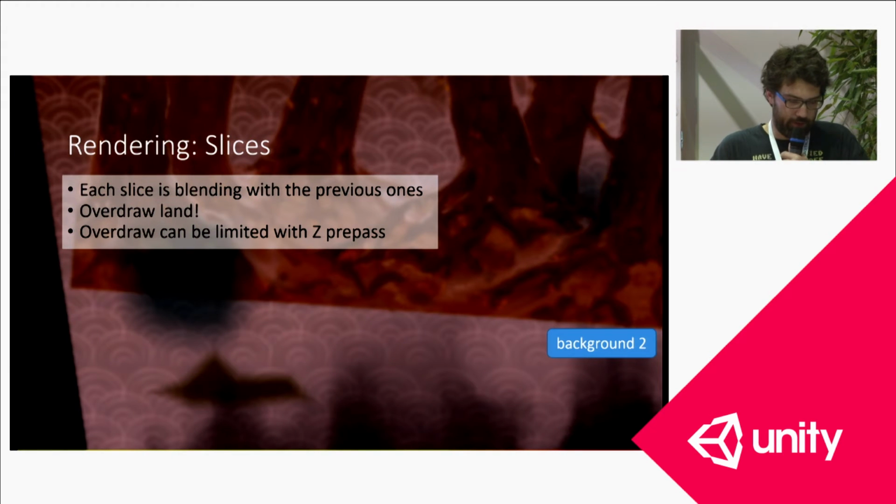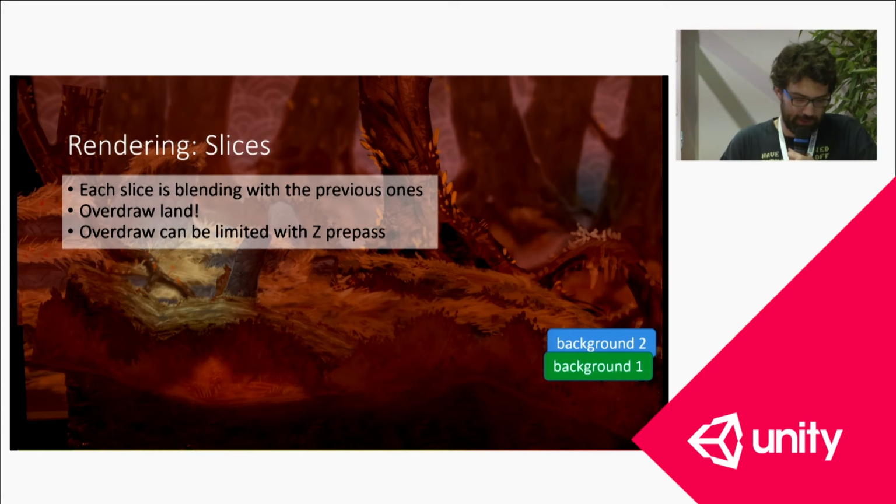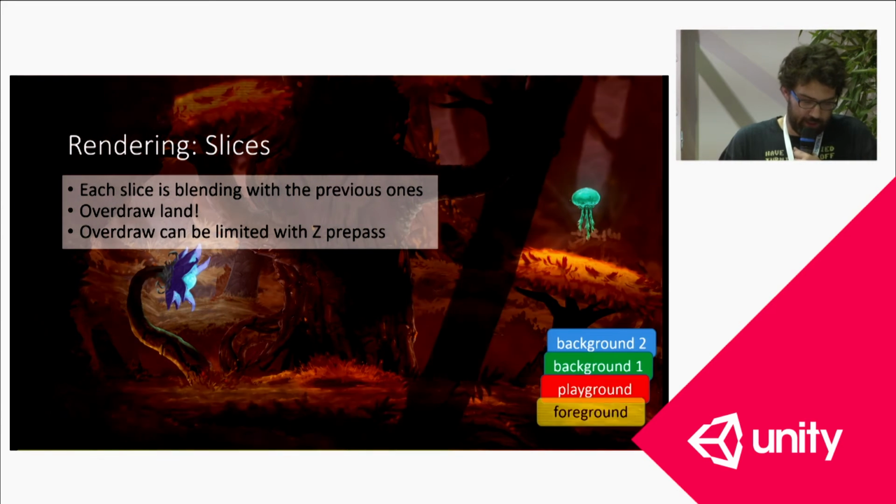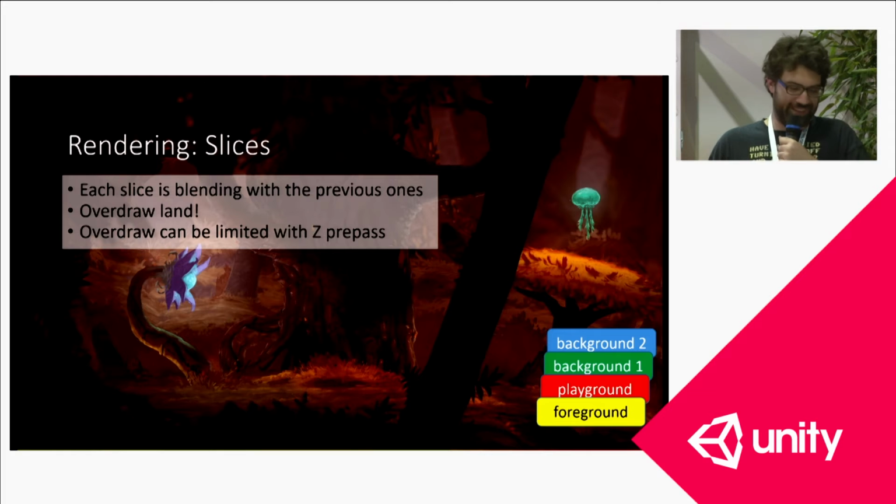The rendering in the game is done from back to front. So we begin by drawing the background, which is blurry. Then the background 1, then the playground, and then the foreground. So it's overdrawn, because a pixel can change colors 4 times during a frame. It's not so good, but we can limit that overdraw with a Z prepass. It's a little bit technical, but right now we don't use the Z buffer, but we can use it to limit the amount of overdraw.